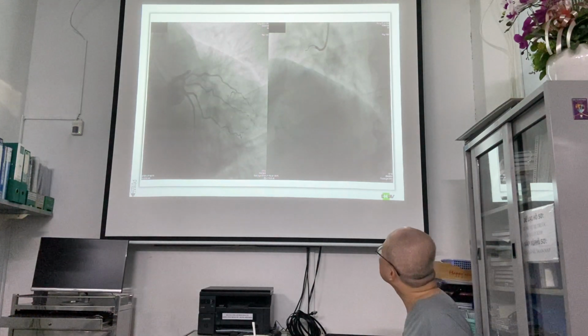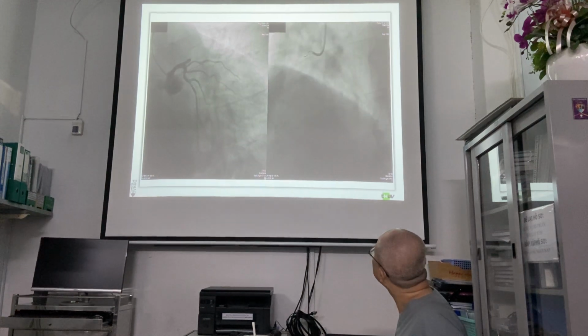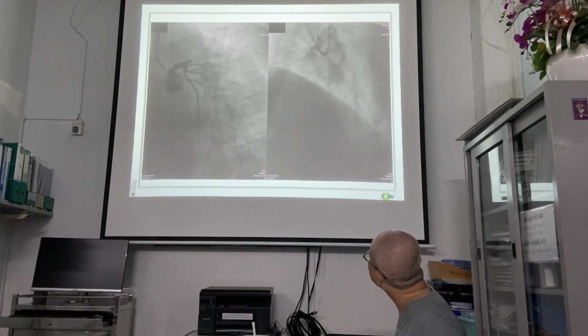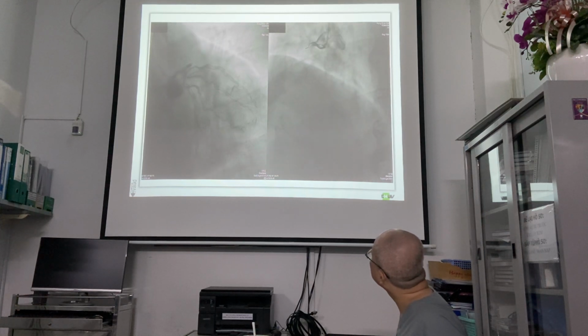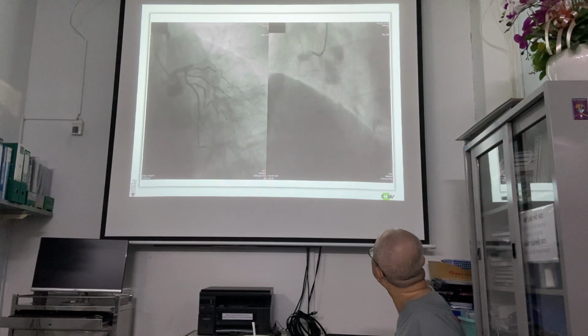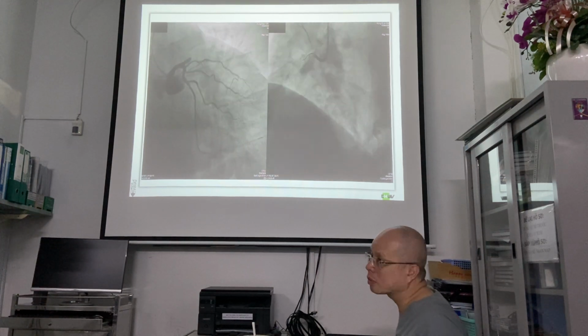There's already one thing you can see, as you mentioned before. If you see the movement of the circumflex, this is not sinus rhythm. So what do you think? What do you think about the LAD?